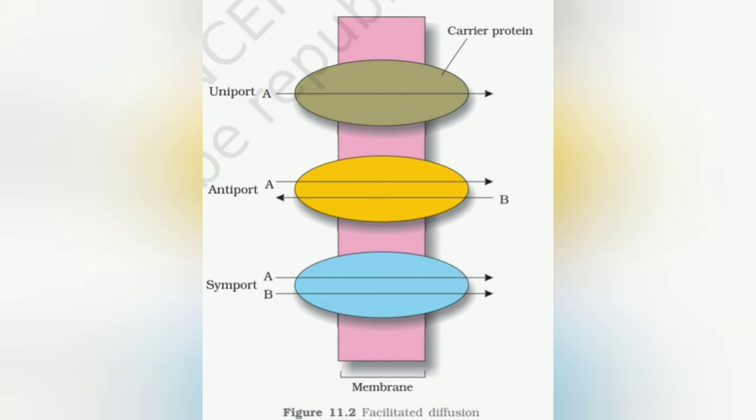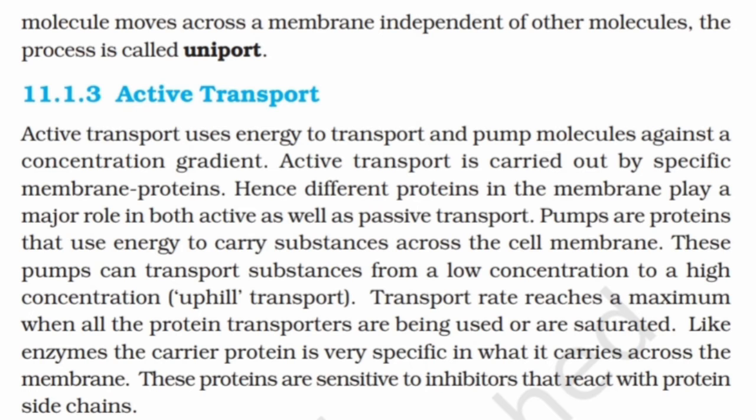Here we can see, first is uniport, when a single molecule crosses the membrane through the carrier protein. Second is antiport in which A is going inside and B is coming outside. Third is symport in which A and B both are going inside. So these are the types of facilitated diffusion. Molecules move across the membrane independent of other molecules. It is called uniport. Next is the third means of transport, active transport.